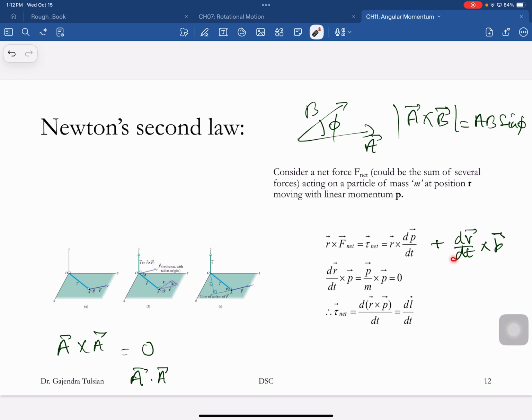Well, why did we add that? Because now we can use the chain rule. This plus this is the derivative of this. And why did we do that? Well, this is angular momentum. So torque is the time rate of change of angular momentum. So there is your Newton's second law for rotational motion.